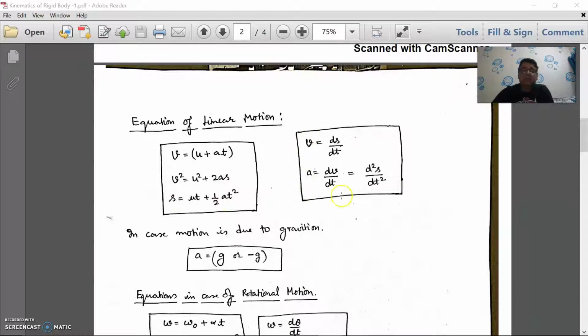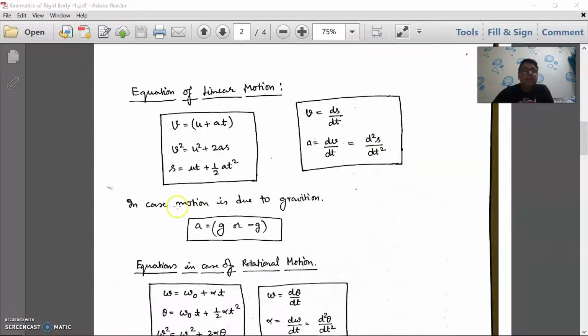Then this is another: the velocity v is equal to ds by dt, and acceleration a is equal to dv by dt, and this dv by dt I can further write down as d2s by dt square, right? Now in case the motion is due to gravitation, then we'll change this a into g, whatever the condition is.